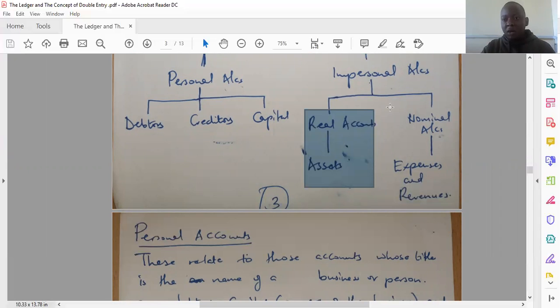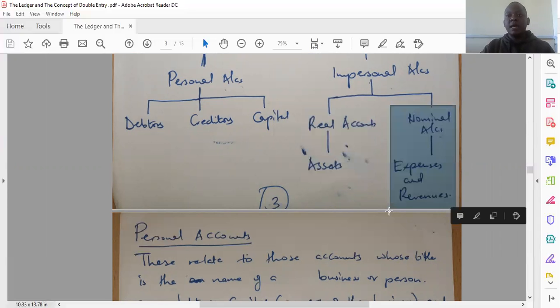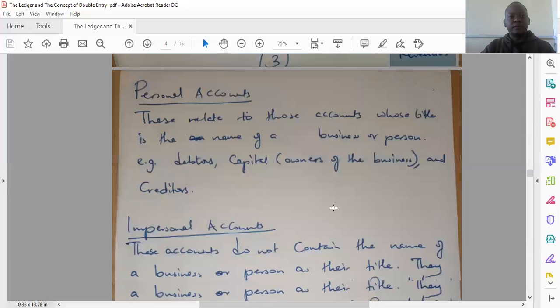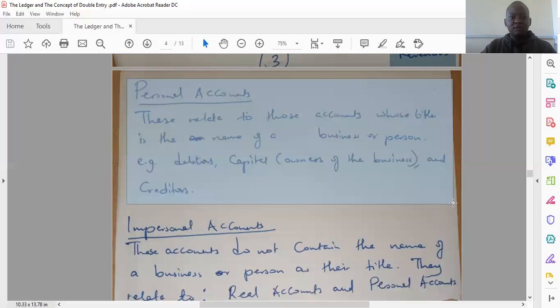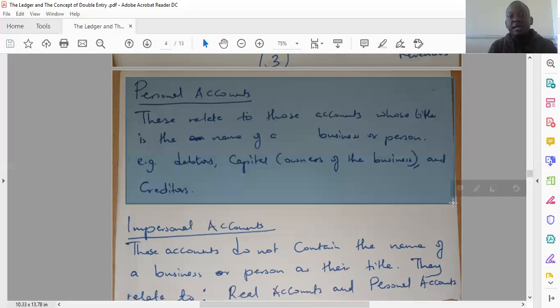And then you have the nominal accounts and the impersonal accounts, which relate to revenues and expenses. So here, down there, you have the details. The personal accounts, maybe I repeat, relate to those accounts whose title is the name of a business or person, e.g. debtors, capital, and creditors. Capital belongs to the owners of the business.